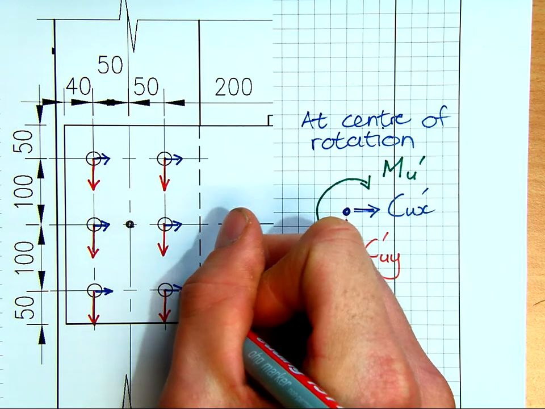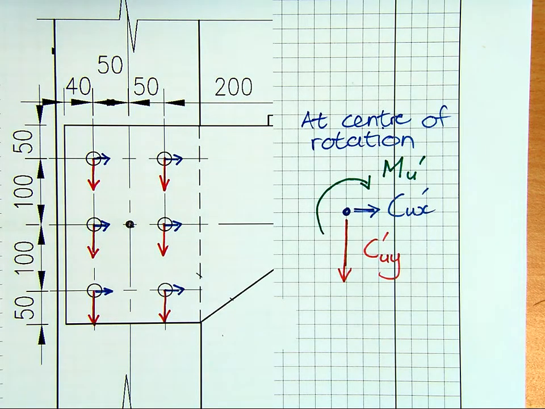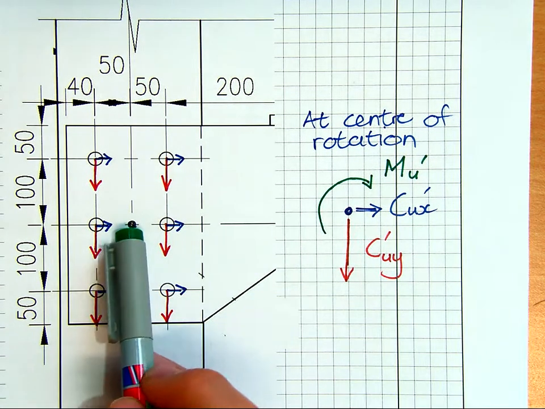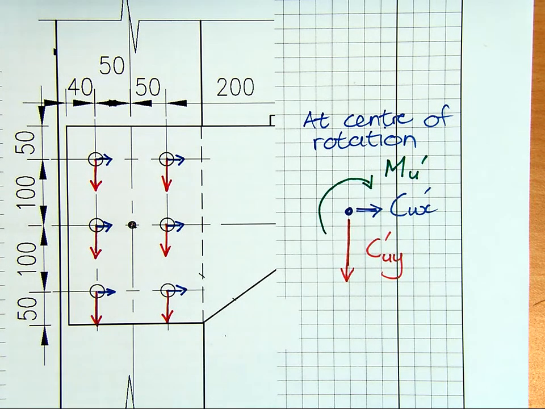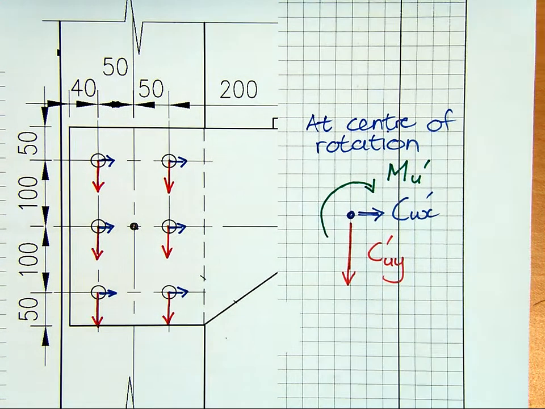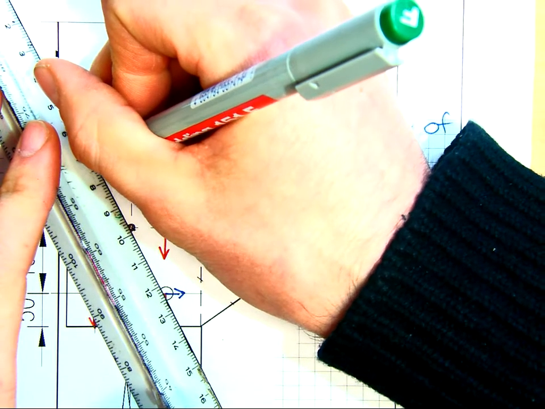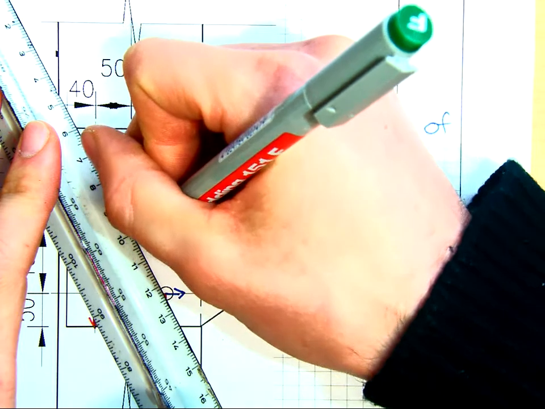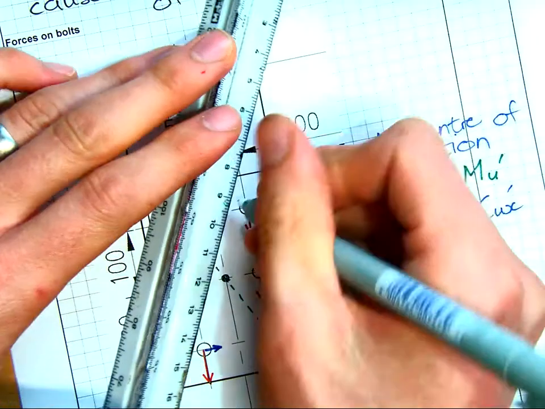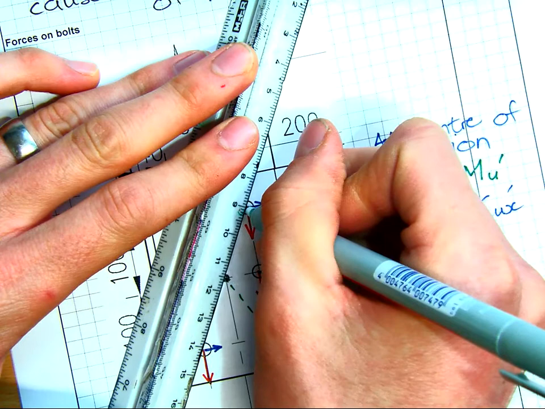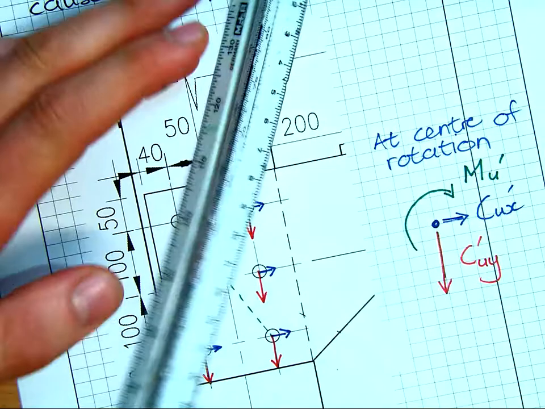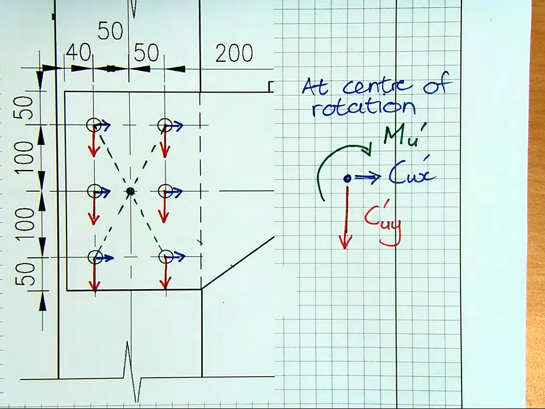The next thing we need to do is consider the moment, because the moment is now about this center of rotation. From first principles, moment is always force times perpendicular distance. So we've got to look at what axis these forces are acting about and what line they're perpendicular to. So I'm going to draw a line from each bolt through the center of rotation. This line I'm drawing will now be perpendicular to the forces acting. So that's what I've got.